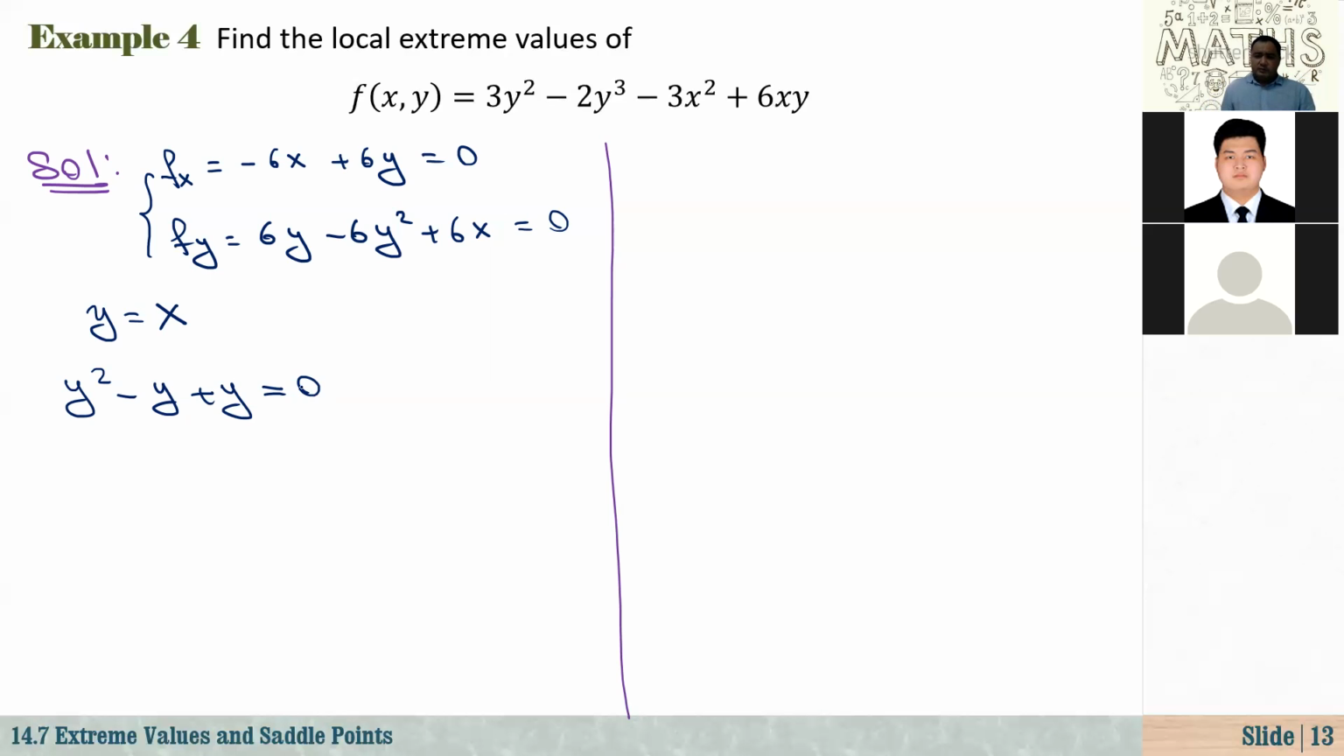The function is 3y squared minus 2y cubed minus 3x squared plus 6xy. If you differentiate with respect to x, minus 6x plus 6y. With respect to y, 6y minus 6y squared plus 6x. Okay, from here, what do we get? If you solve these equations together, the solution is 0, 0, and this is the critical point.